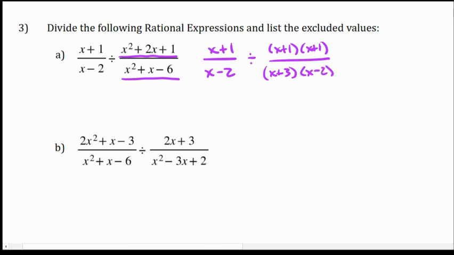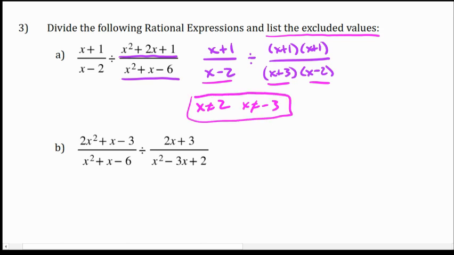And so the reason we have to do this now before we start flipping is because when I'm listing all the excluded values, I need to make sure to find any x values that would make the denominator 0 at any point in the equation. So right now I need to double check, hey, what makes the denominator 0? And that's positive 2 and negative 3. So here's part of my excluded values already.